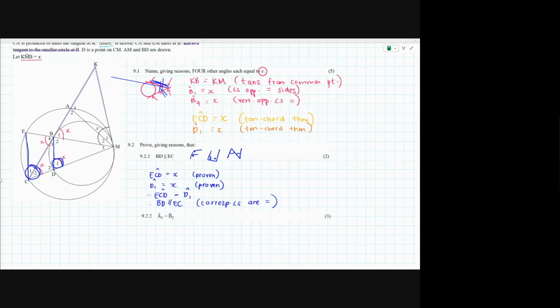Okay, Leila? Ma'am, I wanted to ask, if you say, for example, in 9.2.1, you don't manage to prove that BD is parallel to EC, for any other question where they require you to use BD is parallel to EC, would you just assume that they're parallel? You could, yeah, because if I'm asking you to prove it, then it's provable. So yeah, you could.